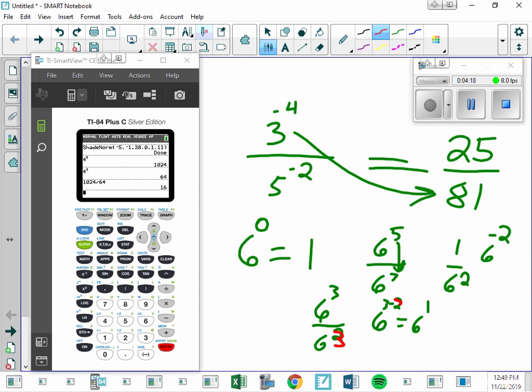Well, what if I went in and changed this to a 3? Then that changes this to a 3, and it changes the 1 into a 0. Right? There are just as many 6's on top as there are on bottom. Well, what is any number divided by itself? 1. So 6 to the 0 power is similar to 6 over 6, or 6 to the 5th over 6 to the 5th. That's why the 0 power is always 1, because it says there are just as many 6's on top as there are on bottom.